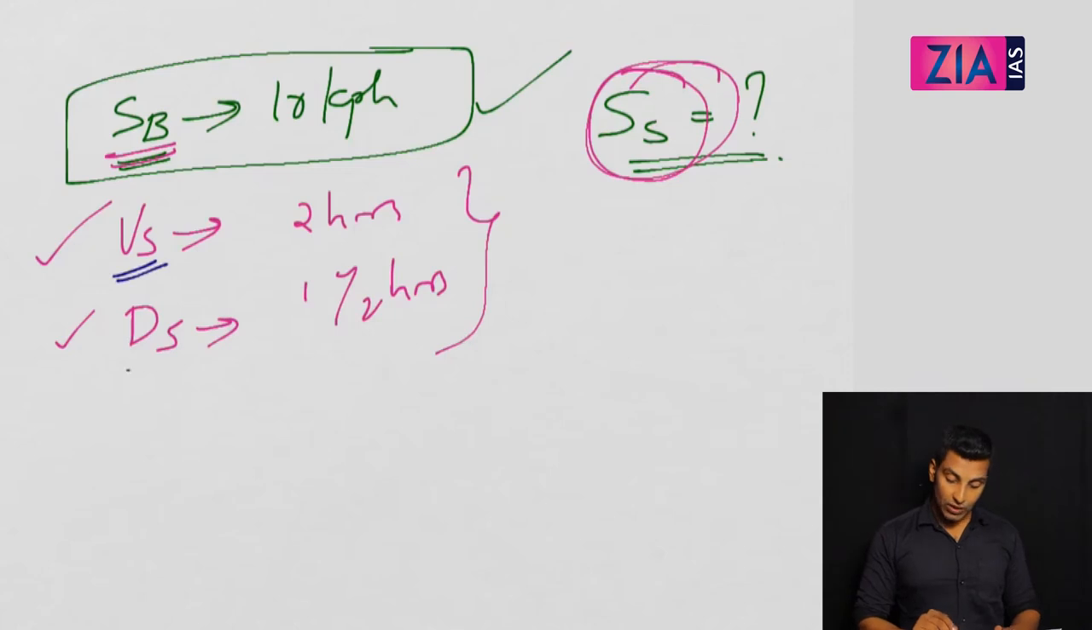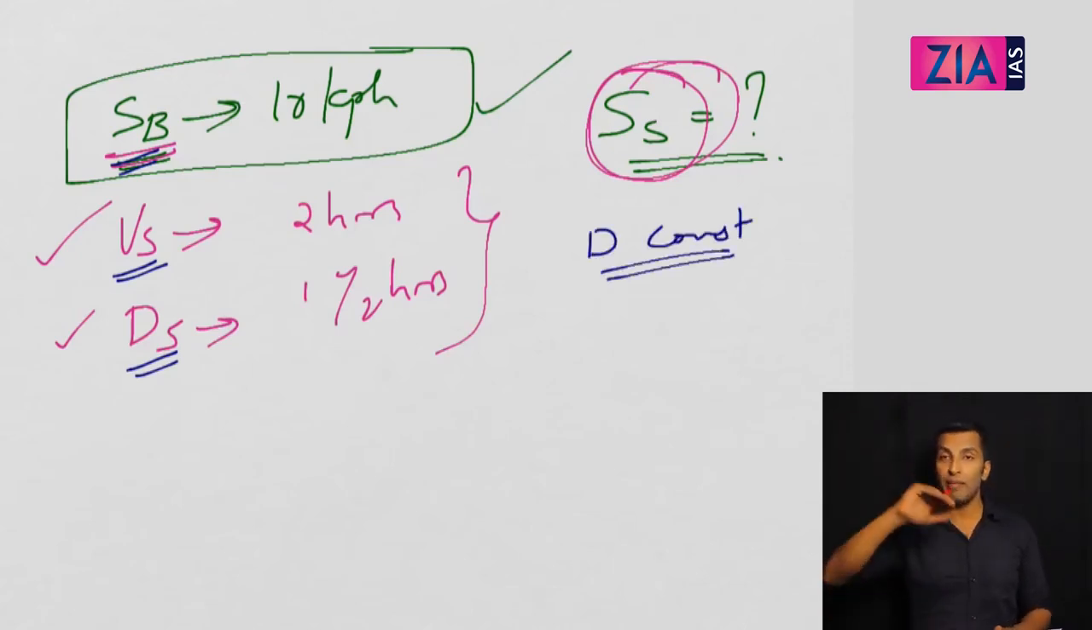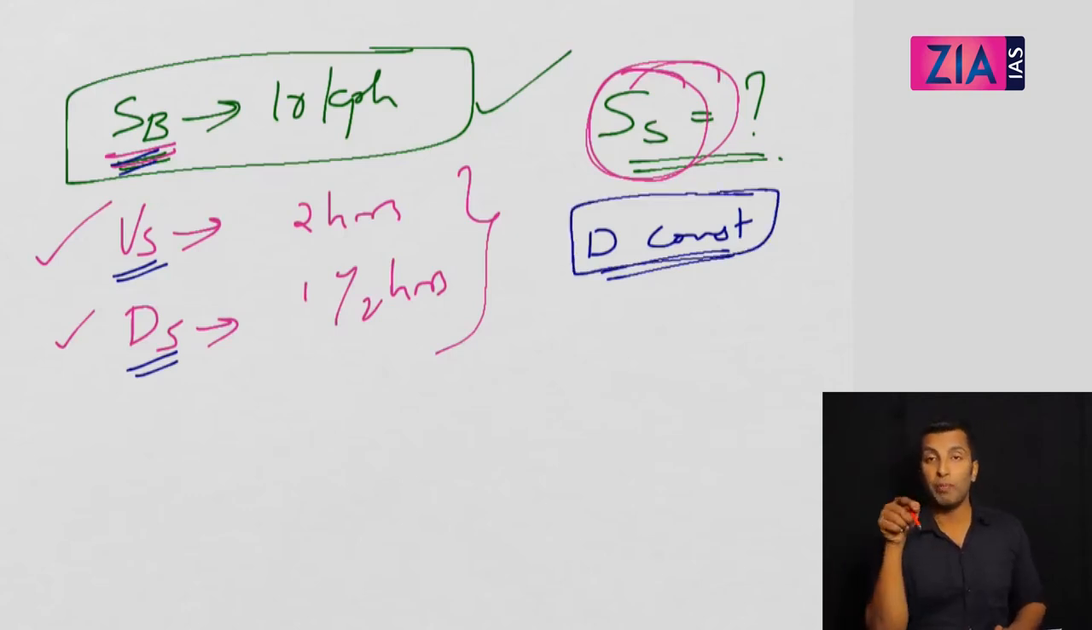Upstream time is given, downstream time is given, speed of the boat is given. One more important point you need to note here is that the distance is constant. Because whether you are moving upstream or downstream, you are covering the same distance. Now see the property that we have learned. If distance is constant, what about the relation between speed and time? Speed and time are inversely proportional, right?